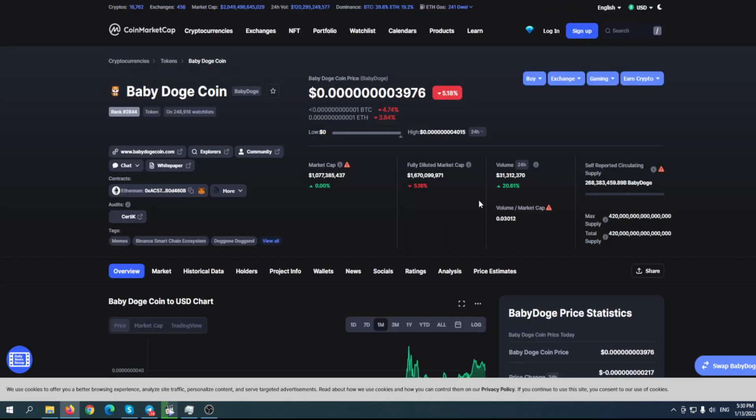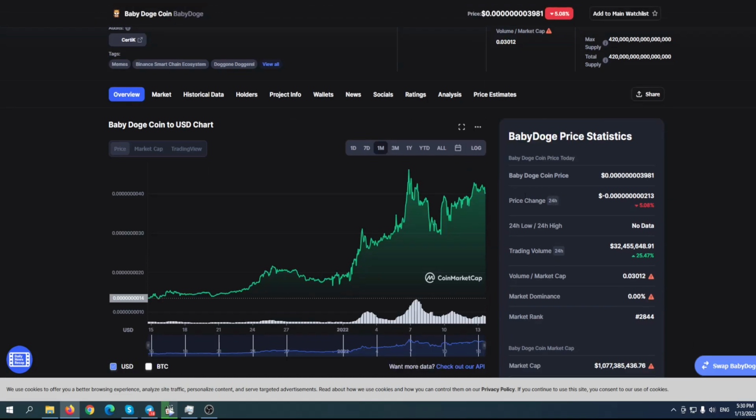Considering all this great news, considering that there are new holders, people are buying, and they have a great marketing campaign, the situation is really positive for Baby Dogecoin.